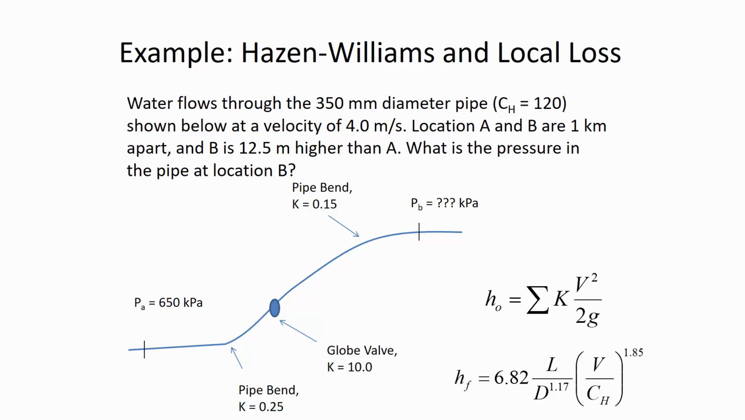But if we had a variety of different diameters, then you'd need to find the velocity at each location where there's a local loss and use that velocity head for that diameter. In this case, we can aggregate all three together.